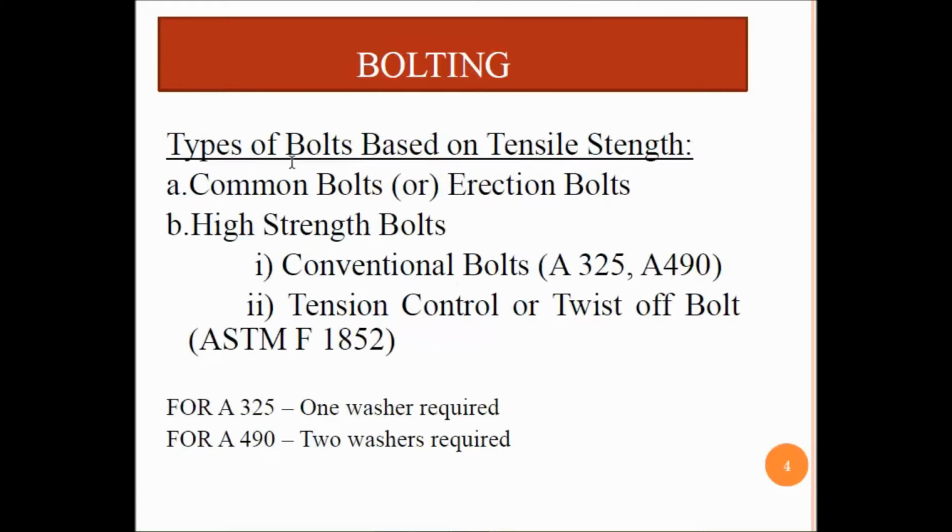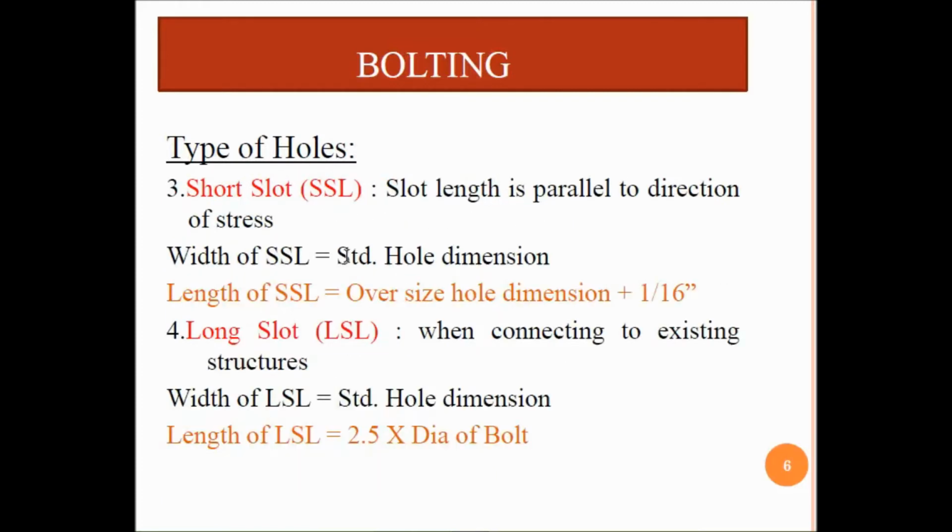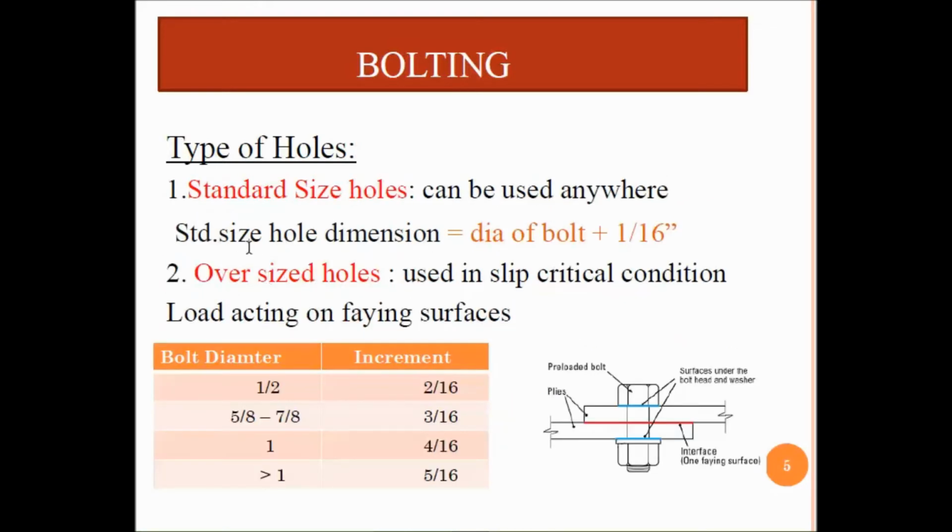The second thing is the different types of bolts based on tensile strength. We have common bolts or erection bolts and high strength bolts. In high strength bolts, we have conventional bolts and tension control or twist off bolts. For types of holes, we have a standard size hole, an oversized hole, a short slot, and a long slot. A standard size hole can be used anywhere. For example, the standard hole dimension is the diameter of the bolt plus 1/16 inch.